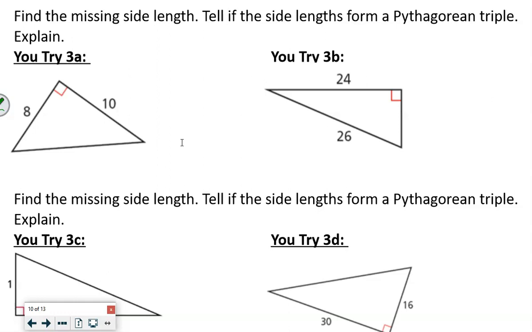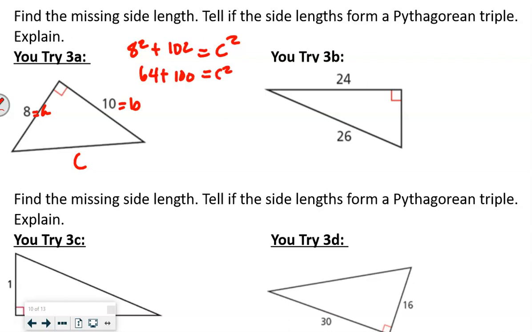All right, so this next one I'm going to label the C. So I'm going to say this is going to be my A, this is going to be my B. So 8 squared plus 10 squared is equal to C squared. That's 64 plus 100 is equal to C squared. That's 164 is equal to C squared. Take the square root again of both sides.